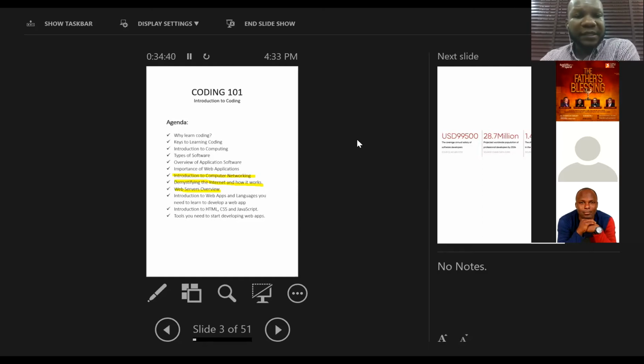So we're going to be seeing the types of softwares, and then also we're going to be looking at the overview of application software, importance of application softwares, importance of web applications, then introduction to computer networking, okay? Demystifying the internet and how it works.